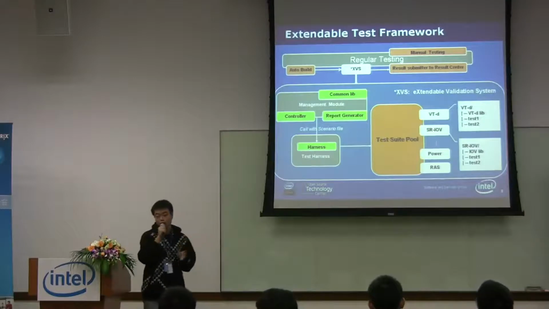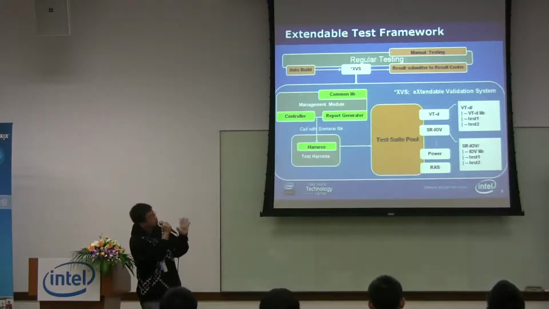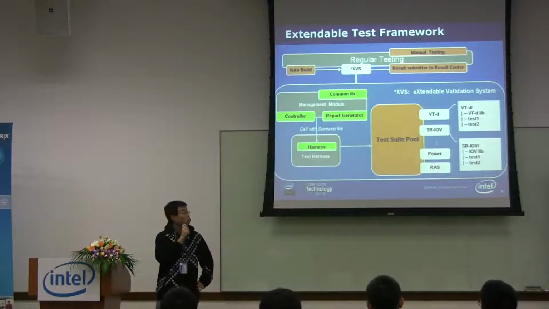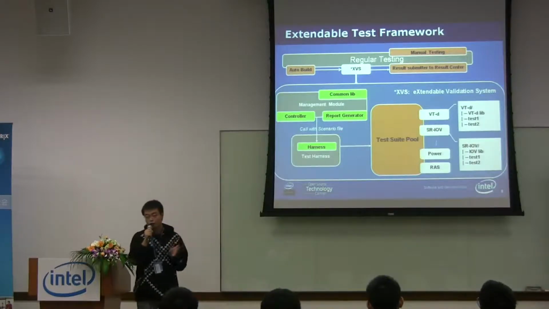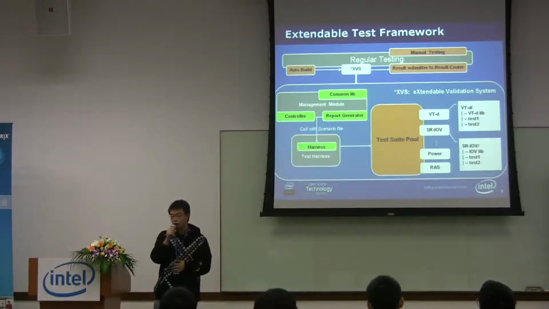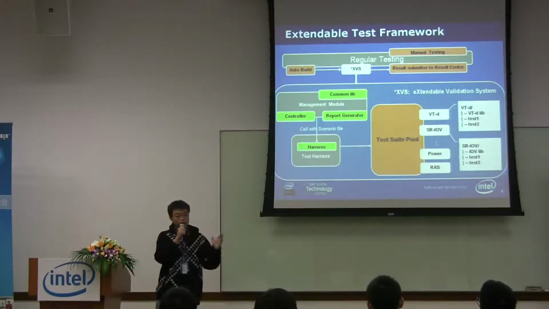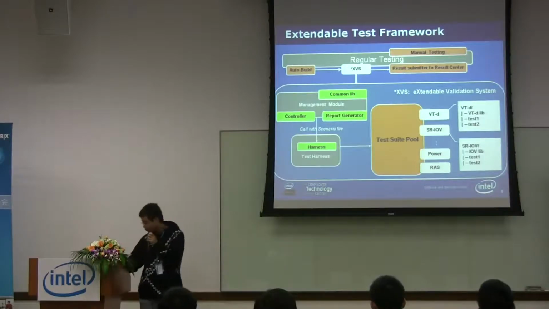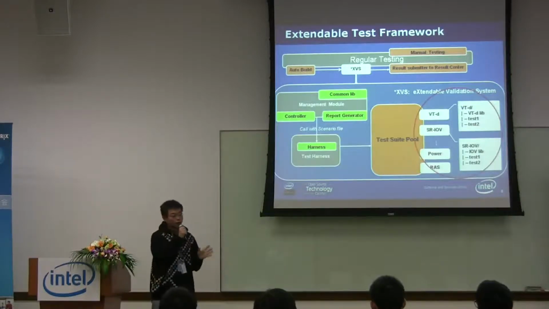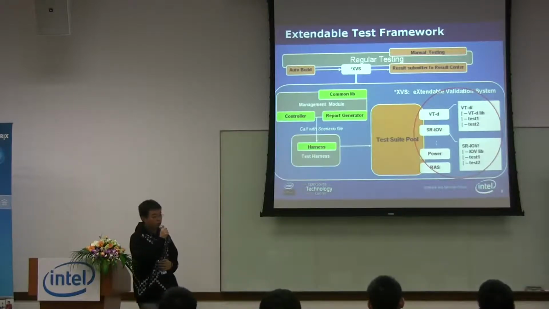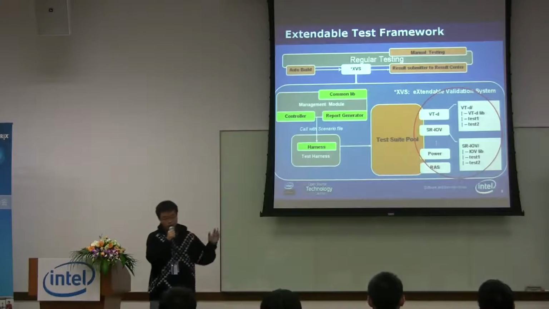Let's show you our test infrastructure, the test framework. We named this framework XVS for short. It means Extendable Validation System. The aim of the design is to easily add new test cases to our framework. All of our automated test cases are developed with this framework, including VTD as well as other features.